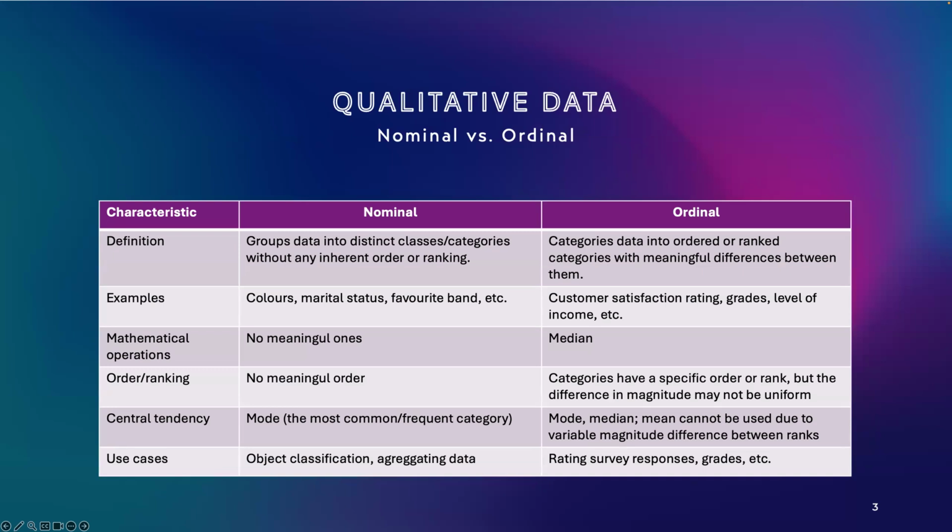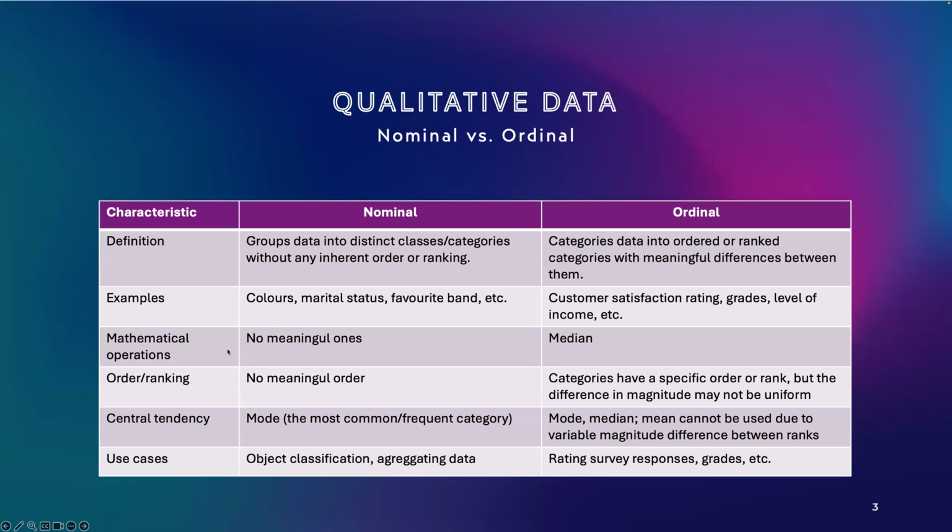Let's take an example. A good example of qualitative data is, for instance, marital status. Somebody is married or not married. This can be coded also with numbers if necessary. For instance, 0 for married and 1 for not married, but it's still categorical data. So there are 2 types of categorical data, nominal and ordinal, and let's look at both of them in this table.